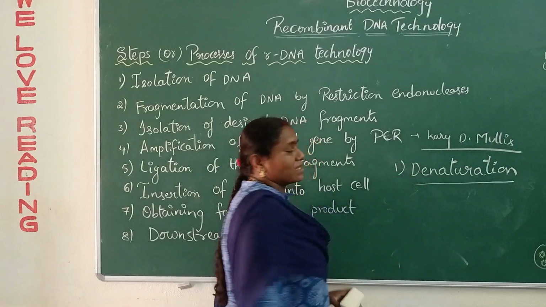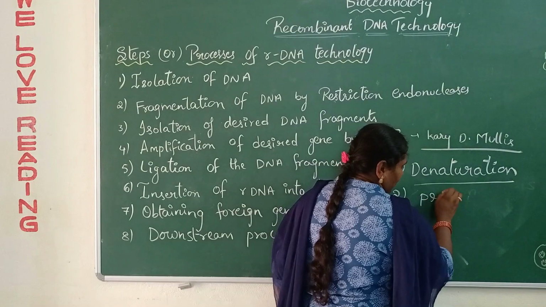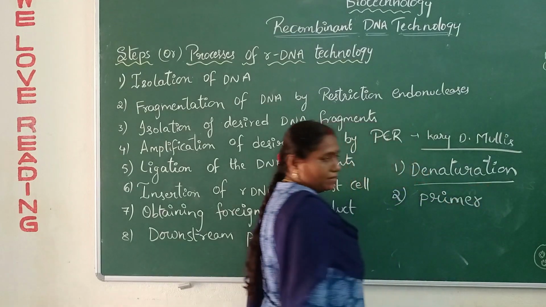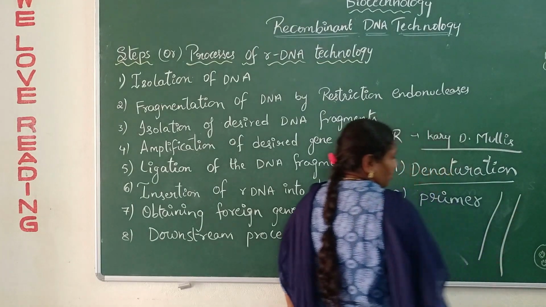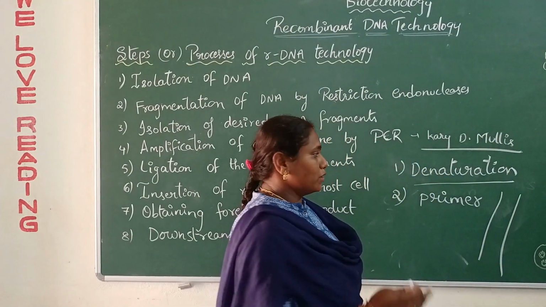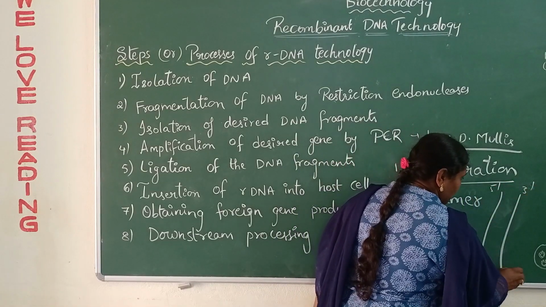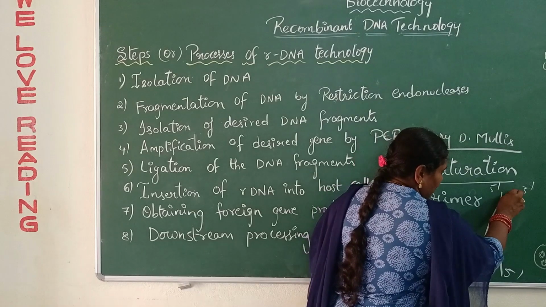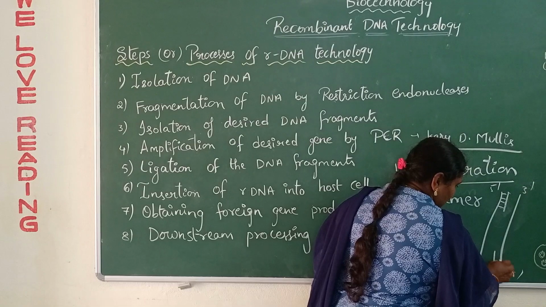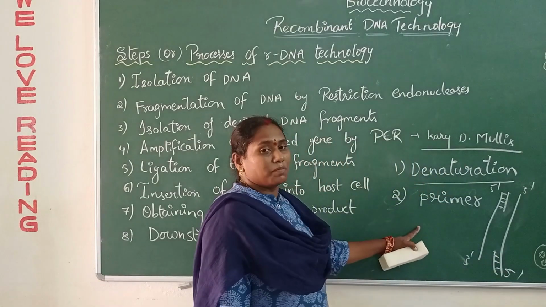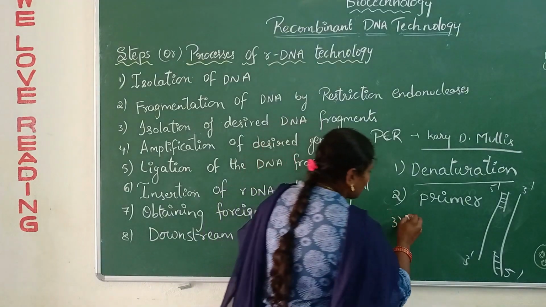This is the first process, called denaturation, and the second process is called primer addition. Adding a primer. Whenever you are separating a double stranded DNA molecule into two different strands, one is the 5' end. We all know that 5' and 3' ends are present. From one end, one primer will be starting, and from the other end, another primer will be starting. This is the process of primer annealing. And the third process is called primer extension.